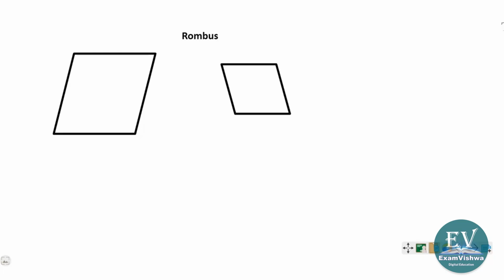Now here comes the rhombus. The difference between a rhombus and a parallelogram is that a rhombus has all four sides equal. This is equal to this, this is equal to this, this is equal to this. Now, finding the area of a rhombus, if base and height are given, we can calculate, but they will not be given. Then how can we calculate? The peculiarity of a rhombus is that it has all sides equal, opposite angles equal, opposite sides equal, and all these parallelogram properties are applicable.